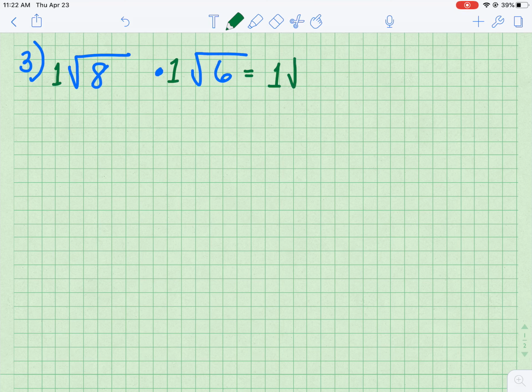And on the inside, we have 8 times 6. But instead of writing a 48, I'm going to prime factor each of those numbers because I'm going to need to see what can come out. So 8 can be, let me color code it, 8 can be prime factored as 2 times 2 times 2. 6 can be prime factored as 2 times 3. So instead of multiplying, get 48 and then prime factoring, I just prime factor from the beginning. Okay, it's just one less step.